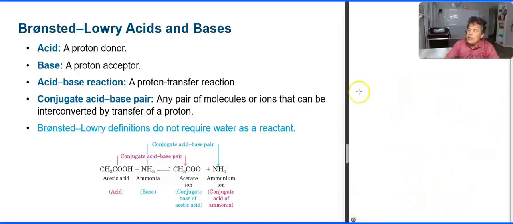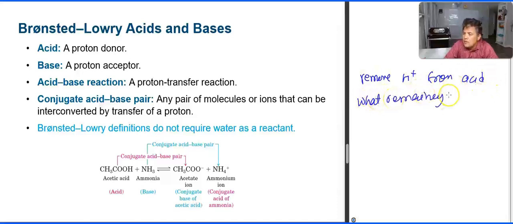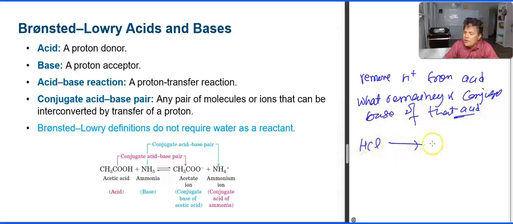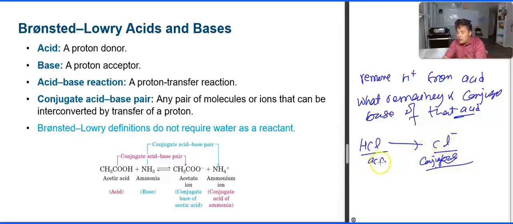So the easy way, if you recognize the acid, if you remove H plus from the acid, what remains is the conjugate base of that acid. Now let me show you here. HCl, remove the hydrogen, what becomes? Cl minus. Okay, HCl is acid, Cl minus is base. Conjugate base of hydrochloric acid. It is a part of this acid. So this is made up of acid and the conjugate base.